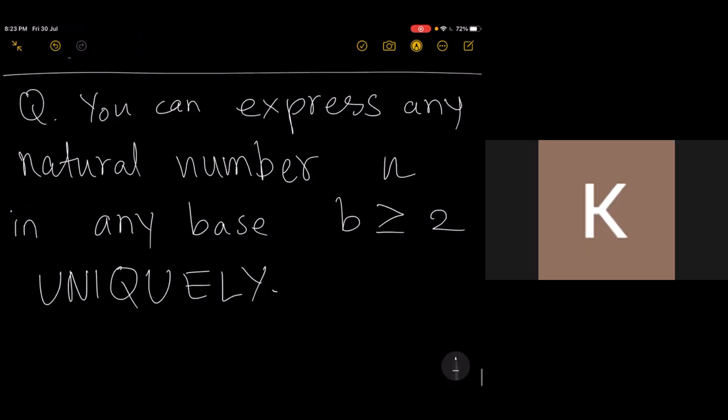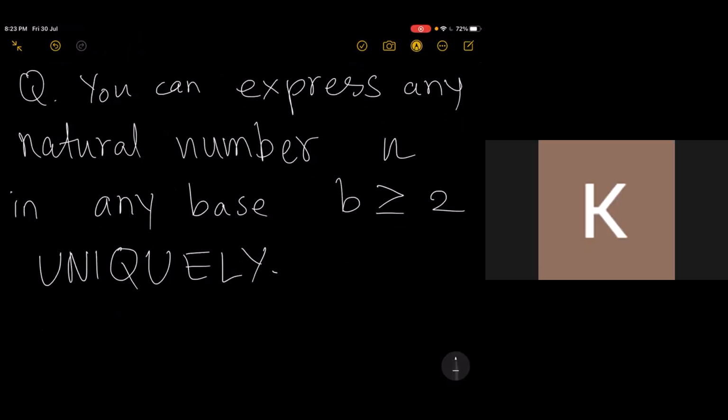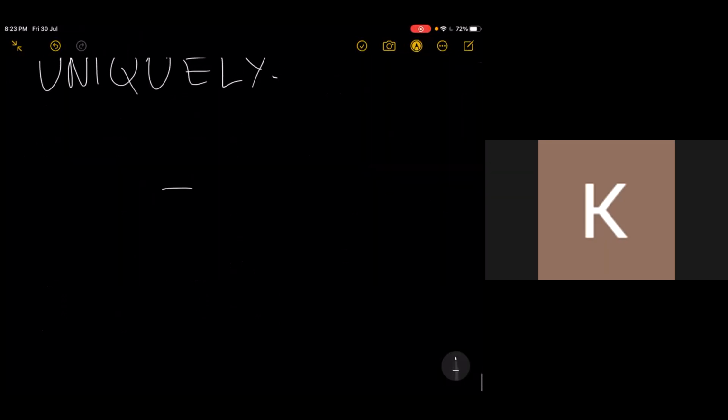Okay. So you know this thing happens, but you don't know why it happens, right? Basically, what is the statement? Suppose you have the number 5. How can you write 5? You can write 5 like this. How else can you write 5 in base 10? There is no other way to write 5, right?